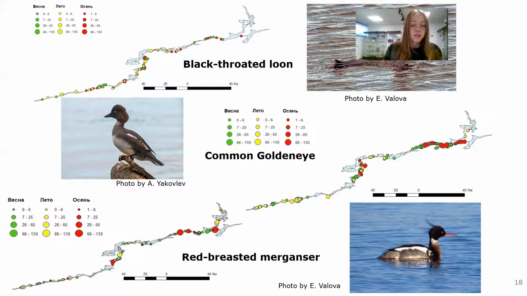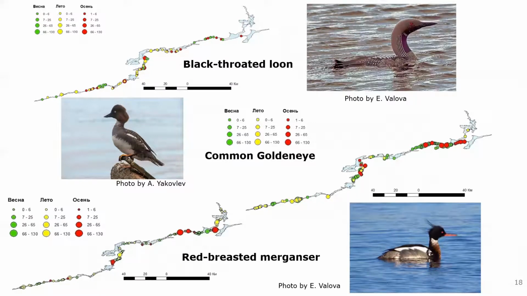The dispersal of different aquatic and semi-aquatic bird species is not even on Pasvik River. On the maps, you can see species dispersal in different seasons. Green stands for spring, yellow for summer, and red for autumn. Size of the circle shows number of species in specific part.